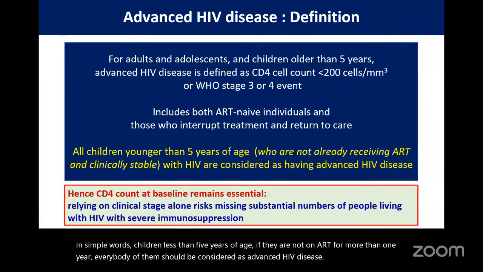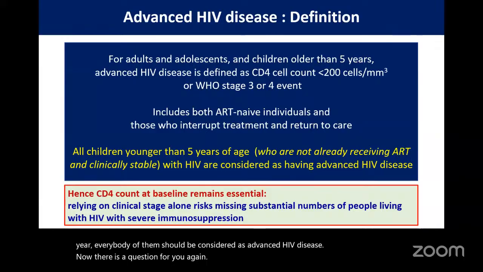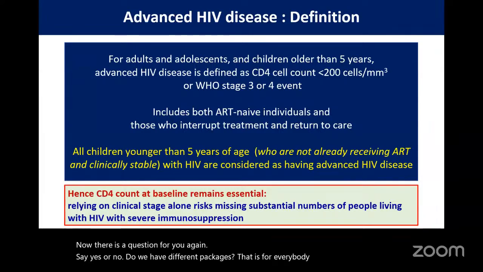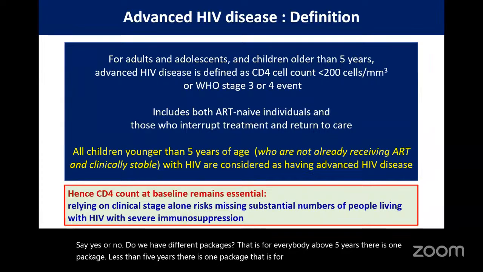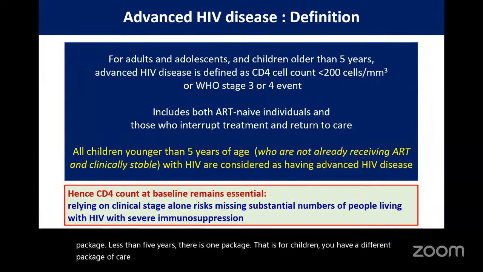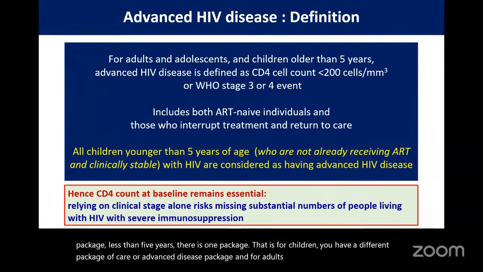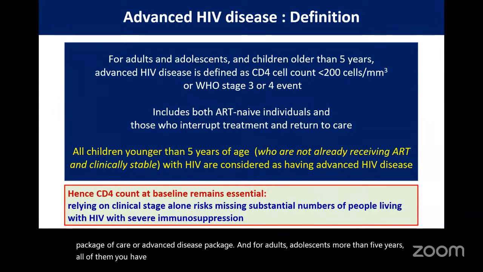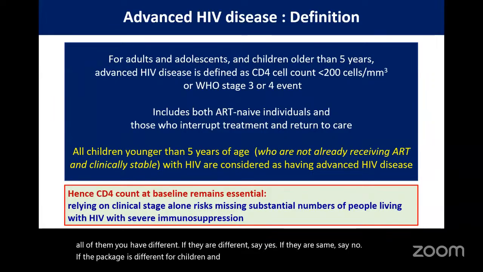Now, there is a question for you again. Say yes or no. Do we have different packages? That is, for everybody above 5 years, there is one package. Less than 5 years, there is one package. That is, for children, you have a different package of care or advanced disease package. And for adults, adolescents, more than 5 years, all of them you have different. If they are different, say yes. If they are same, say no. If the package is different for children and adults, you say yes. If it is the same, you say no.